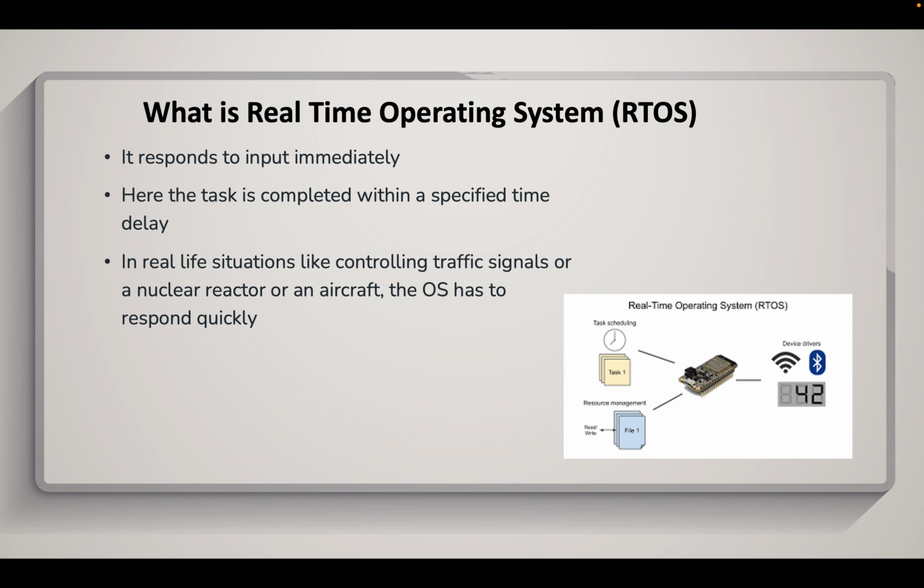What is a real-time operating system? It responds to input immediately. Here a task is completed within a specific time delay. In real-life situations like controlling traffic signals, a nuclear reactor, or an aircraft, the OS has to respond quickly.